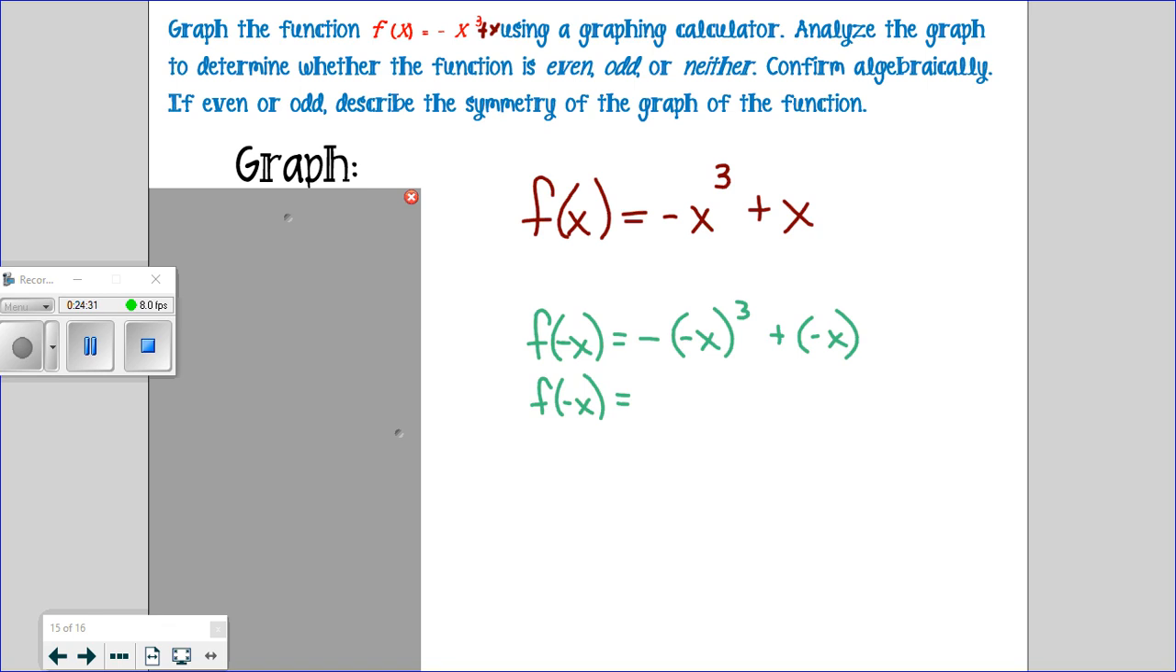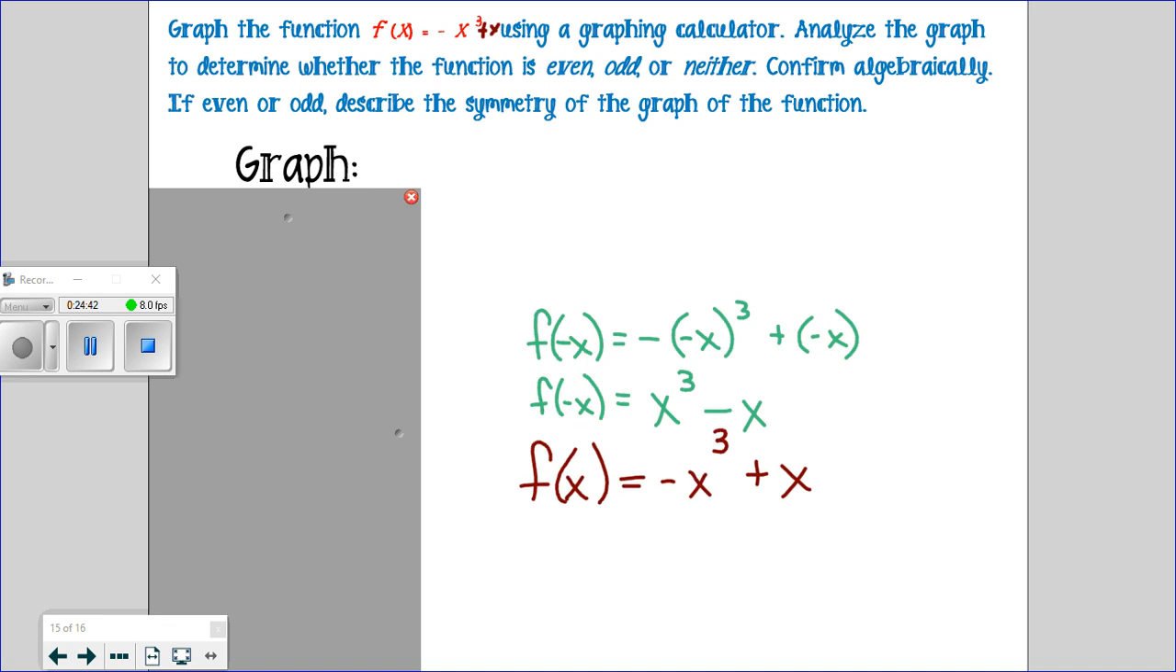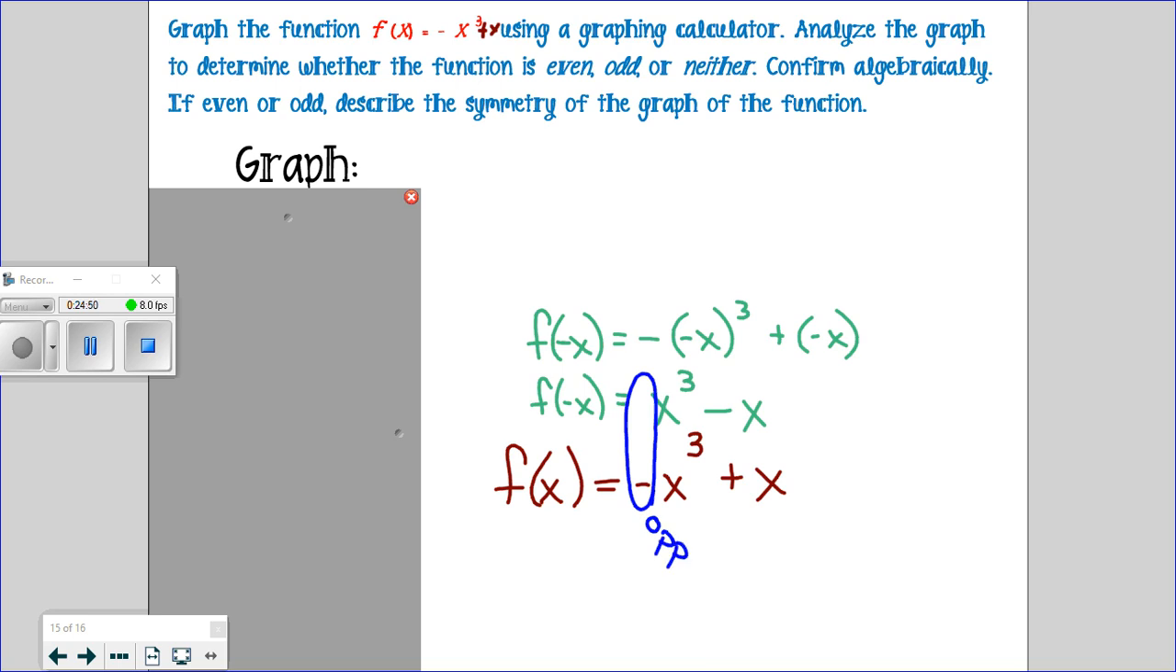Negative x cubed is going to be negative x cubed times the negative that was sitting out in front of it, which is going to become positive x cubed. And then plus a negative x is just minus x. And I compare it to my original. In our original, it started out negative, ended up positive. That would be opposite signs. In the original, it started out positive, ended up negative. That would be opposite signs. And if it is opposite all the way across, it's an odd function. Any questions?